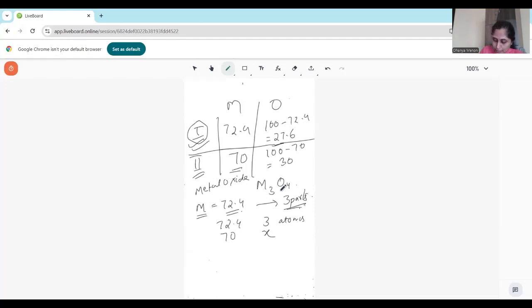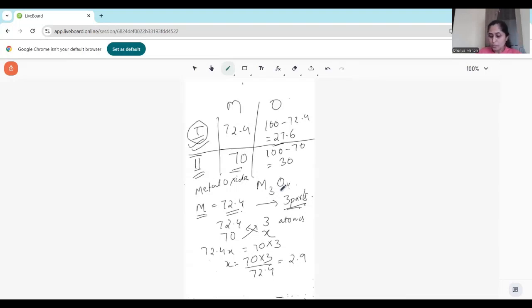So if we cross multiply like this, X is 70 times 3 by 72.4, which is equal to 2.9. So it's a decimal. Just hold on like this. We will find out about oxygen and we will make it a ratio. Let's check whether we get a whole number or not.